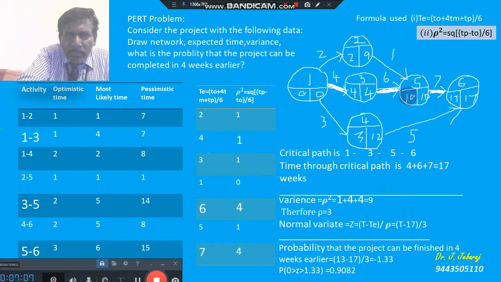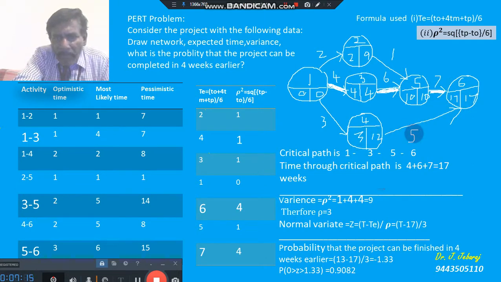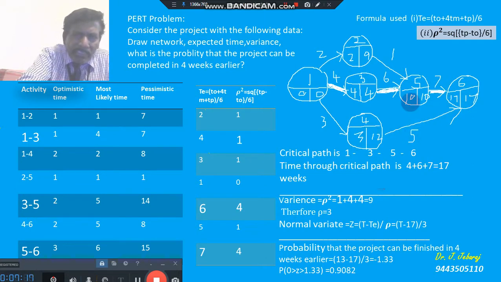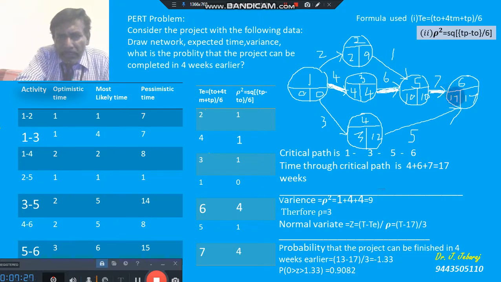Okay, so similarly here 2 arrows are ending, so the maximum we have to write here. 3 plus 5, 8 weeks comes here, whereas 10 plus 7, 17 weeks comes here. So which do we have to write? The maximum we have to write. So 17 you have to write here.